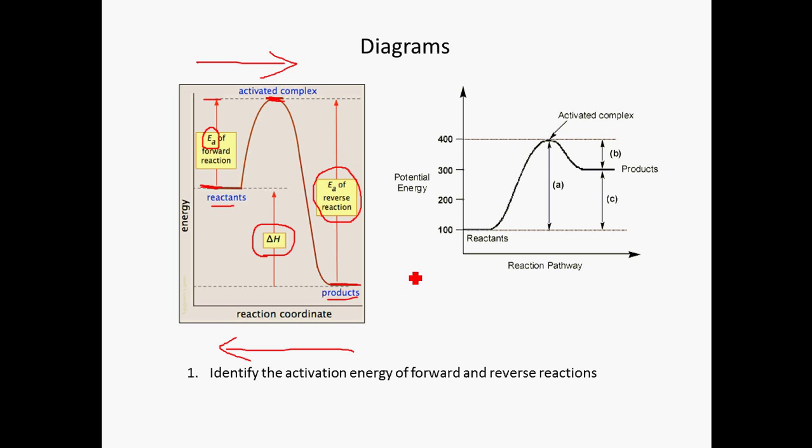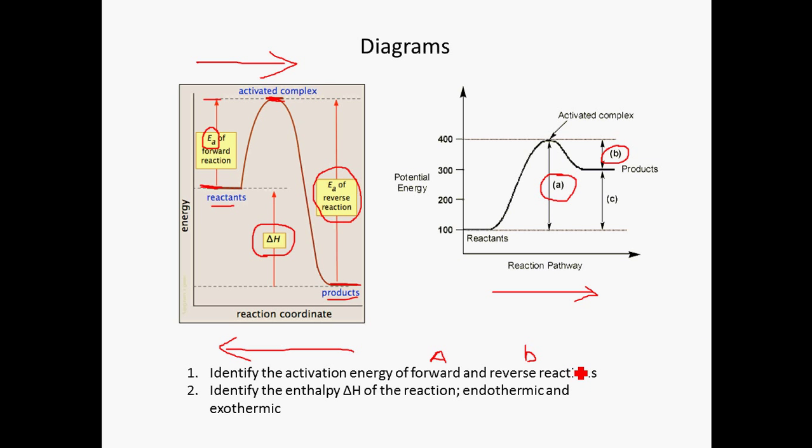So let's take a look at the second diagram. We'll try to identify a few things here. Activation energy of our forward reaction. Well, forward reaction is always left to right. So for our forward reaction, our activation energy would be best represented by letter A. So this one here, letter A, is going to be our forward activation energy. Our reverse activation energy, I'll let you think about it for a minute, or maybe 10 seconds. You're right. Our reverse activation energy is letter B over here. So that represents our reverse activation energy.